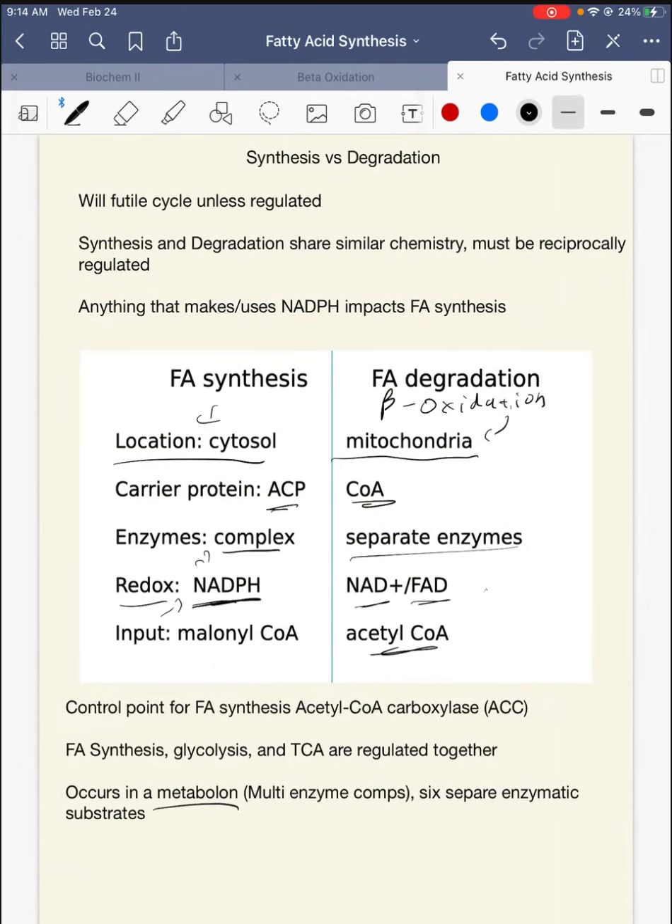And our input is malonyl-CoA for this. Okay. So, like I said, fatty acid synthesis, glycolysis, and TCA are all regulated together. And then the control point for fatty acid synthesis is the enzyme I talked about, ACC, acetyl-CoA carboxylase, which we'll talk about in more specific details in later slides.